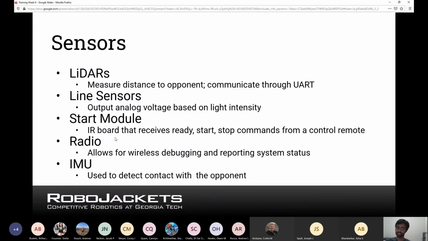Another is a radio which the team uses for debugging and basically monitoring, and then the IMU, inertial measurement unit, which can detect the contact with the opponent. The IMU basically has an accelerometer, so it senses the accelerations on the circuit and thus can calculate what the forces are.